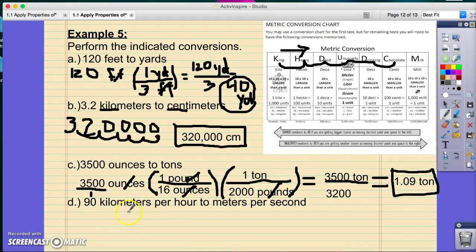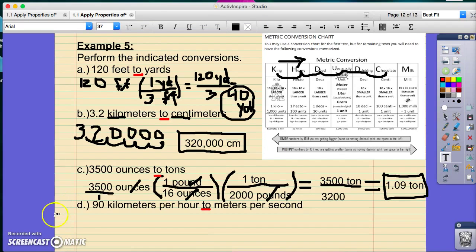Now we have one last one, 90 kilometers per hour to meters per second. So take a second, look up some units, and we will start in a second. All right, so the last one, letter D. What's interesting about this one is if you read the problem, we have 90 kilometers per hour. That's going to be a little bit different because before we just had ounces or kilometers or feet to something else. So we had 1 unit to 2, 1 unit to 2, 1 unit to 2. Now we have kilometers per hour.